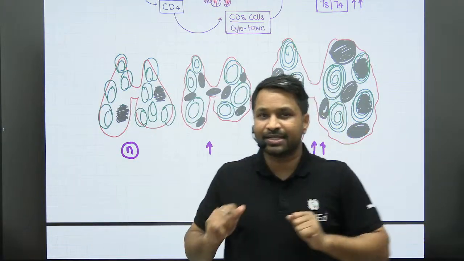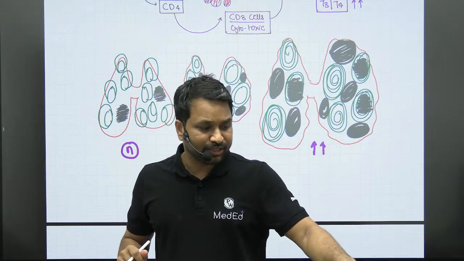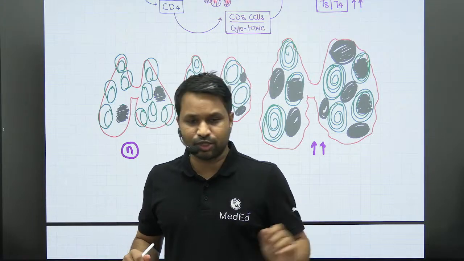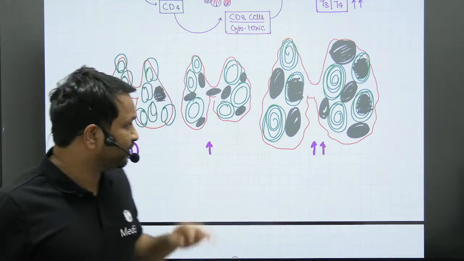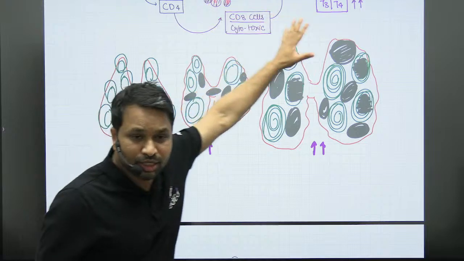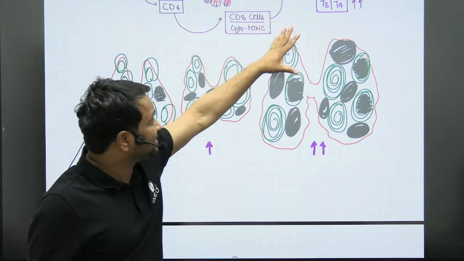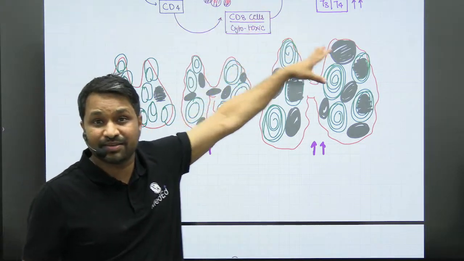Did you all get this point? Right? So in Hashimoto's thyroiditis, there are two things that we have understood. What are the two things we have understood? The first thing we have understood is that there will be damage of the follicles. Now, as there is damage of the follicles, it will cause excessive release of T3, T4.